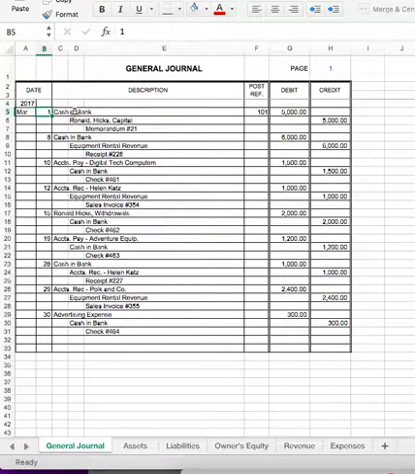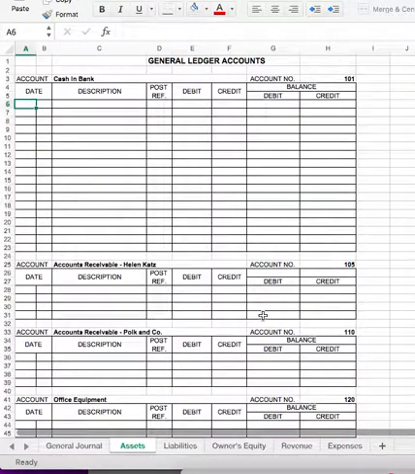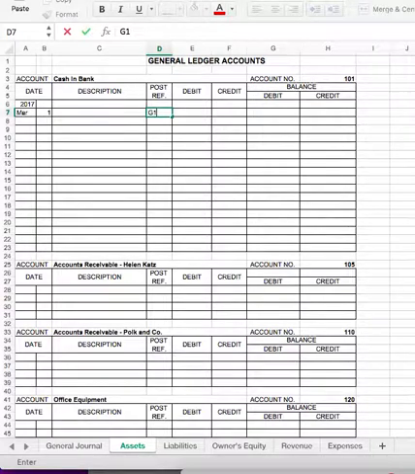March 1st, and then we have a debit to cash and bank of $5,000. So we're going to go to assets because that's what cash and bank is. We're going to write 2017, March 1st. The description we leave blank, and the post reference we put a G1 because it's coming from General Journal page 1. And we had a debit of $5,000.